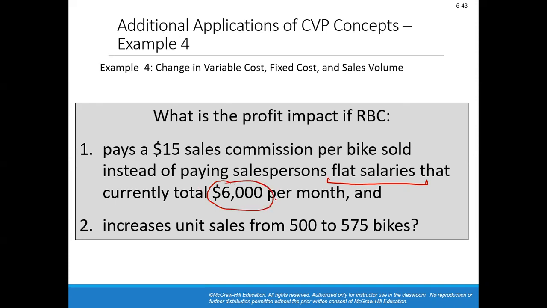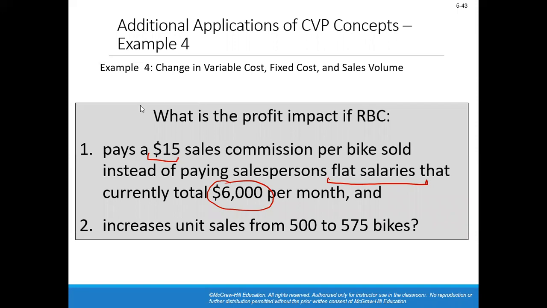But now we have changed our policy. We are paying $15 per bike as a sales commission to the salesperson. What is happening here? In terms of cost behavior, we are changing the cost classification. The sales commission, which was a fixed cost to us, are we changing it to another cost? Are we changing fixed cost to variable cost? Yeah, precisely, this is happening here. Fixed cost is changing to variable cost.